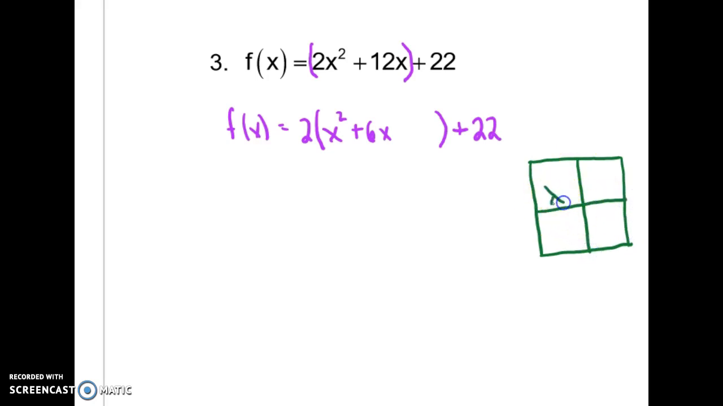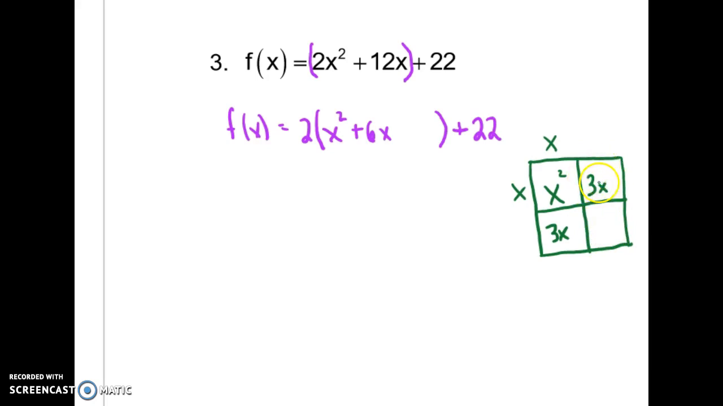So my first term has got to be an x squared, so that's an x and an x. And I've got a 6x, and if it's a true completed square, that means that the factors are both going to be the same, which means that these numbers have to be the same and these have to be the same. But they have to add up to 6x. Well, for that to happen, they both have to be 3x's.